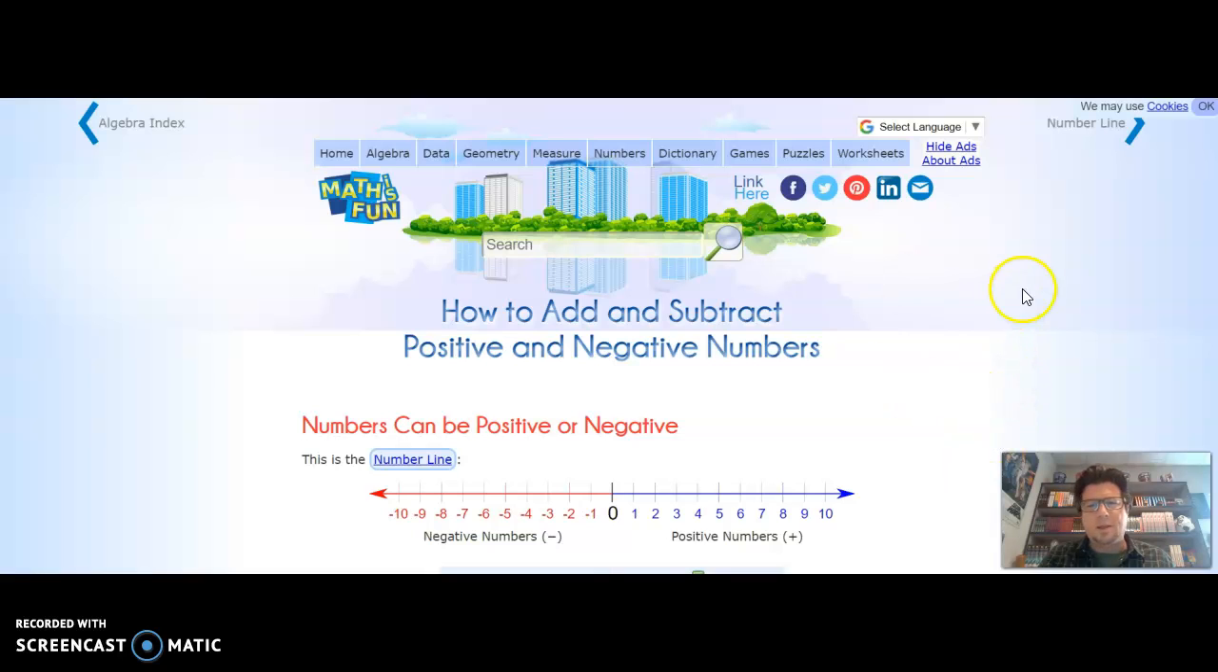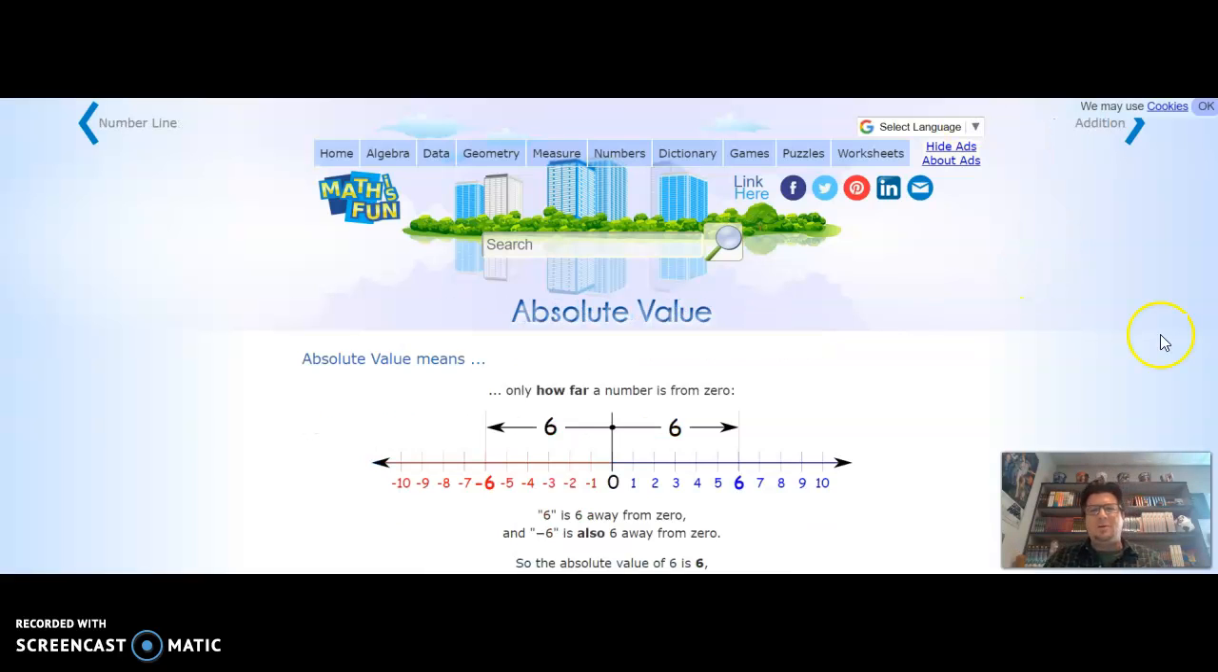Today, we're going to be looking at absolute value. All right. And absolute, oh, wrong one. There we go. Absolute value. Now, absolute value is very simple. Now, we have a number line here, okay?